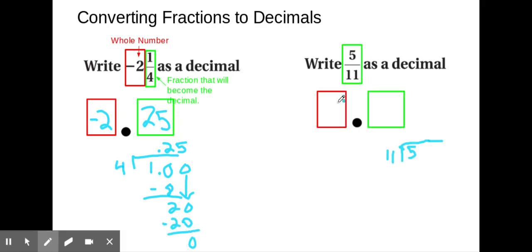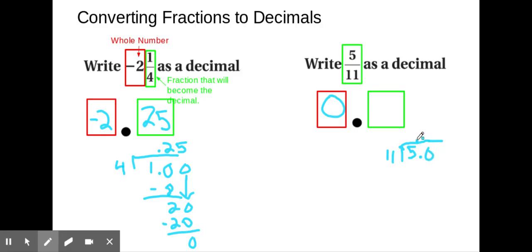So here's my whole box. Obviously, I don't know what to put in that, right? Because I don't have any whole number. So if I don't have any whole number, what would I use? I would use a 0. So there's a 0 in my whole number box. And I'm trying to find what goes in my decimal box. So 11 goes into 5 0 times. So I'm going to go ahead and just add my decimal point and bring down a 0.